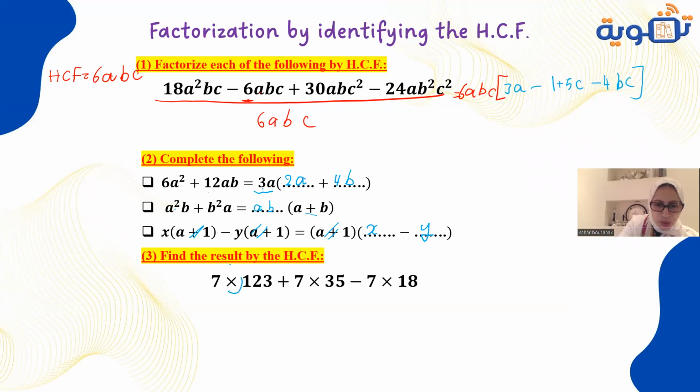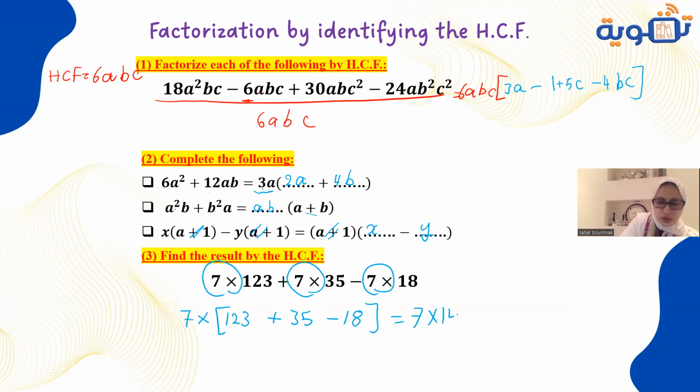Remember, this is the distributive property. So you will take 7 multiplied by x outside as a common factor. Then open the bracket, I still have 123 plus 35 minus 18. Then you will get 7 multiplied by 140, which is equal to 980.